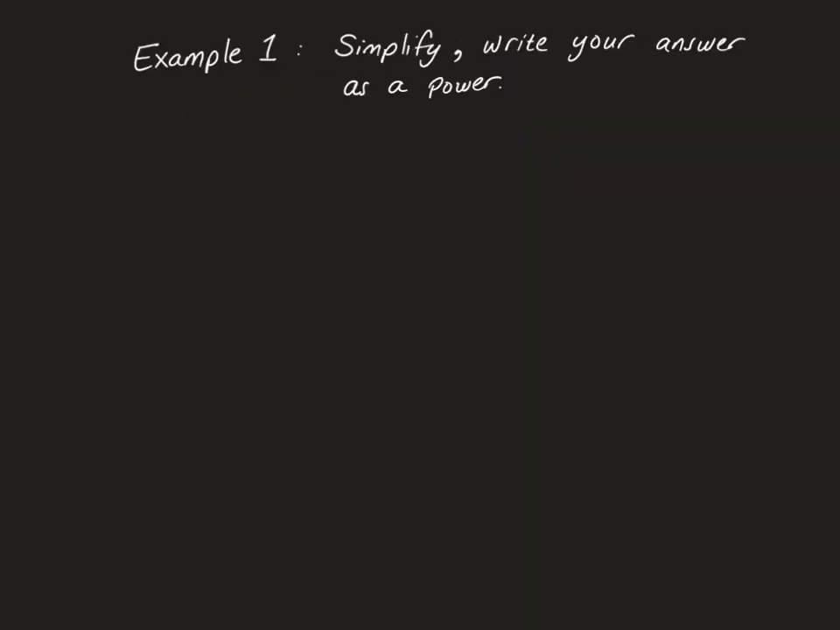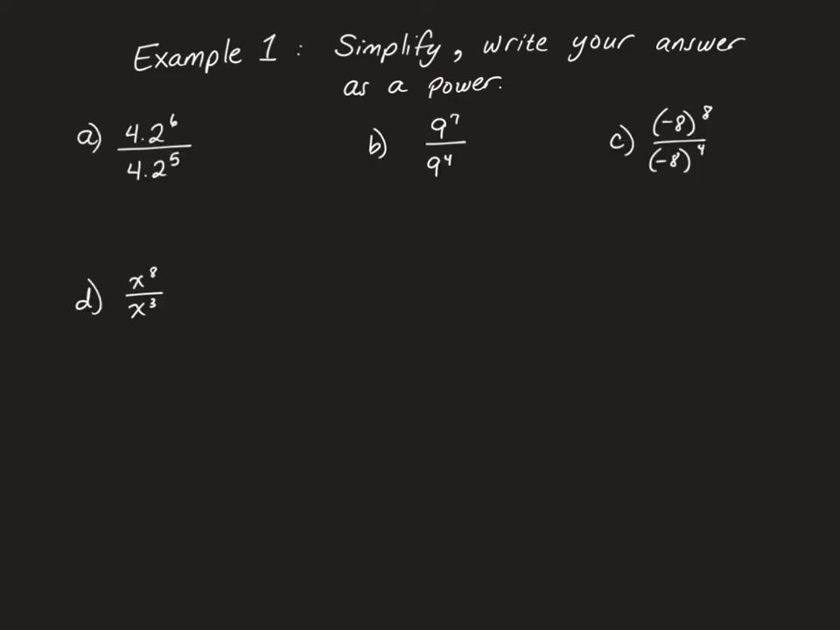For example 1, we're going to simplify, and again, like the last lesson, we're going to keep our answer as a power. So for this first example, you will not need a calculator to help you find the answers. Okay, so let's just practice that rule first. So you'll notice that in all of these first 4 problems, we have the same base. We have 4.2 in letter A, we have 9 in letter B, -8 in letter C, and x in letter D. So then all we need to do is subtract the exponents, the top one minus the bottom one.